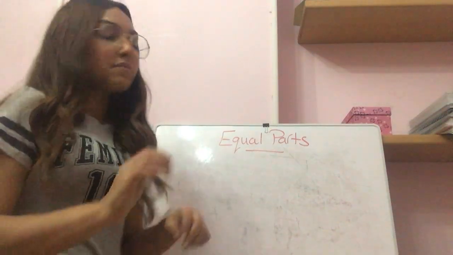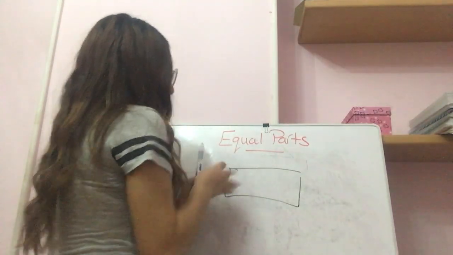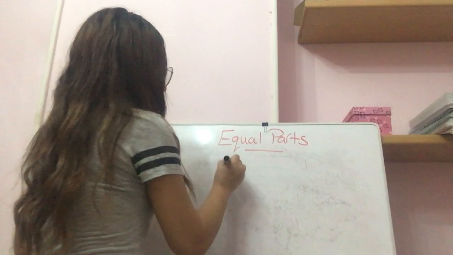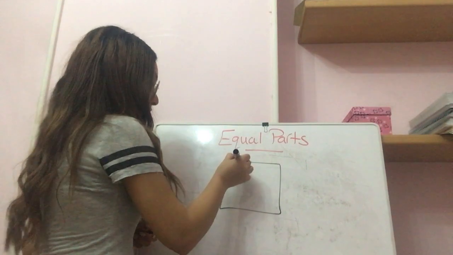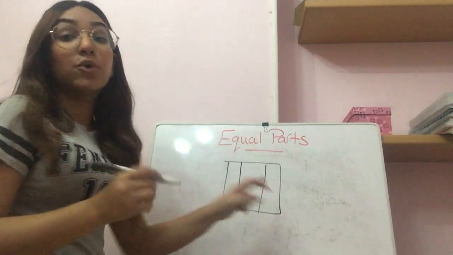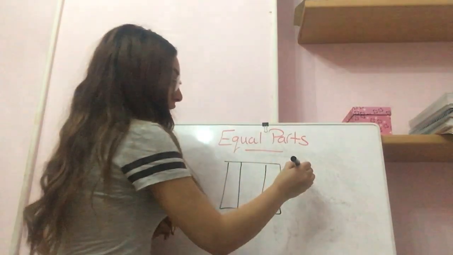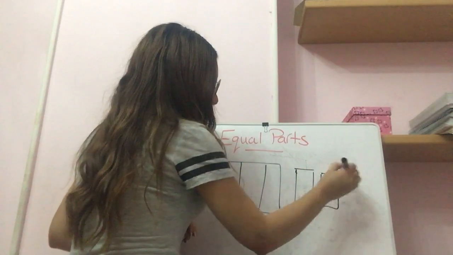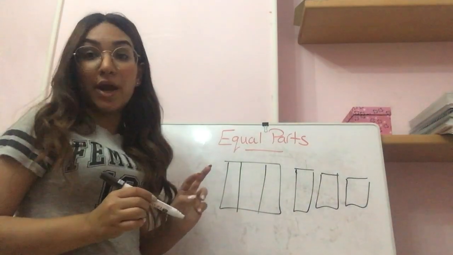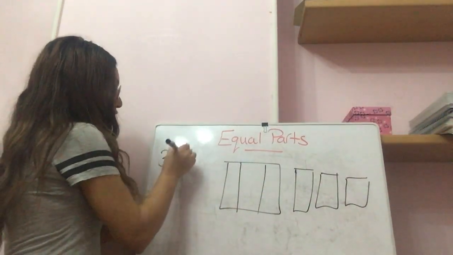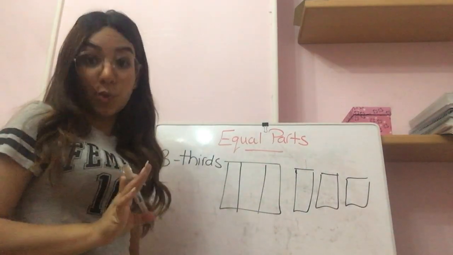So again, as we said, imagine that I have a square, and I cut this square into 3 parts, 3 equal parts. Now I can say that these 3 parts are 3/3 of my original square.